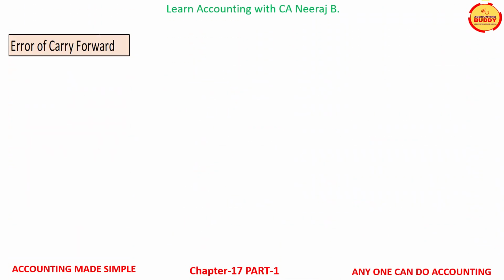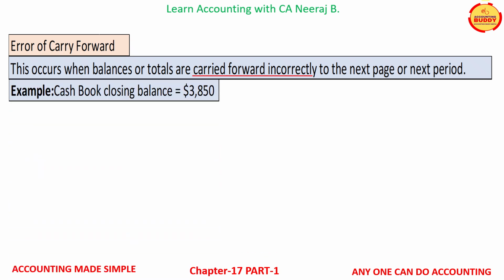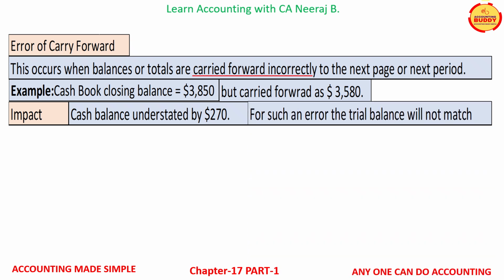Another type of error of commission is the error of carry forward. This error occurs when the balances or the totals are carried forward incorrectly to the next page or the next period. Let us understand this type of error with an example. Say the cash book closing balance is $3,850, however, it is carried forward as $3,580. In this example, the impact of this error will be that the cash balance is understated by $270. For such an error, the trial balance will not match.